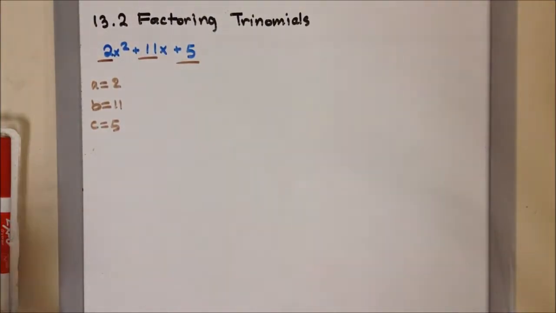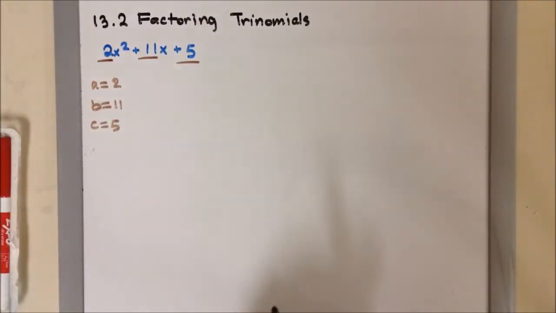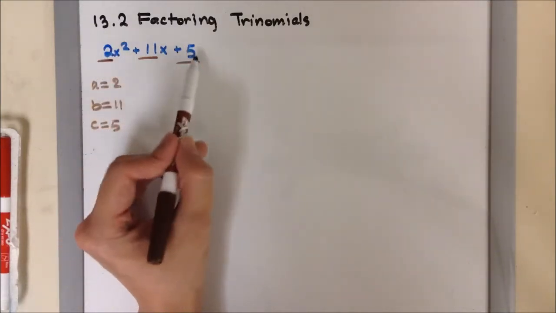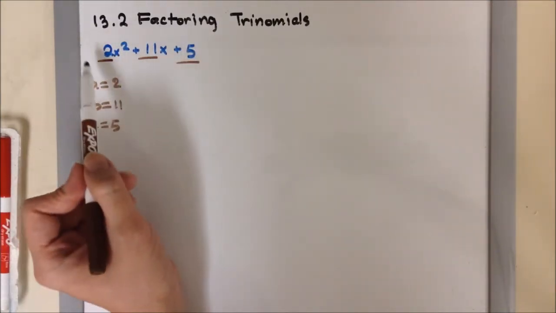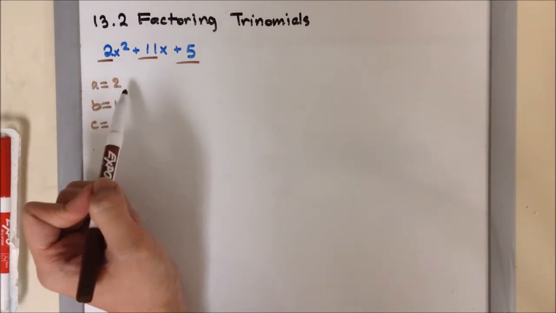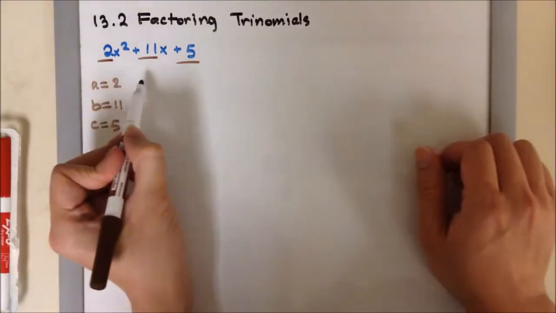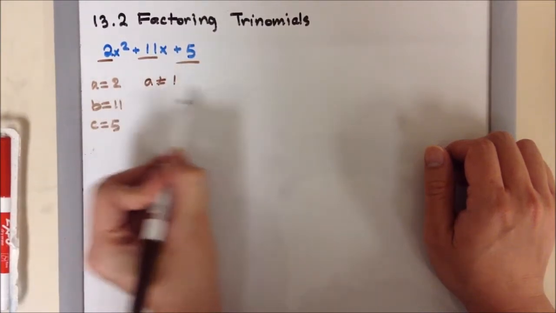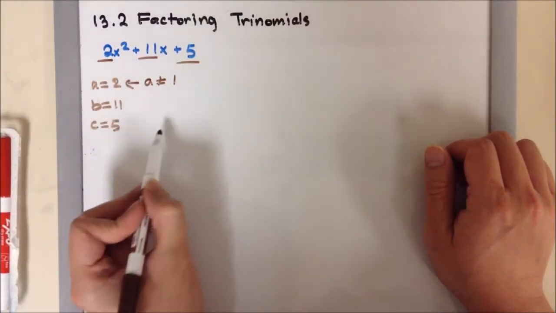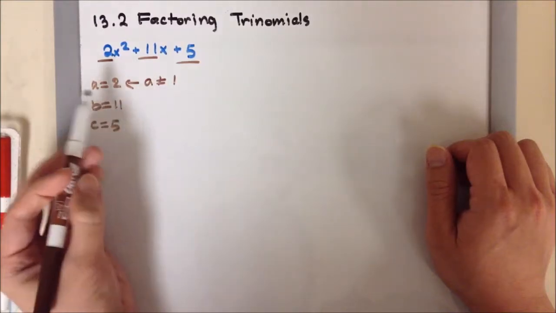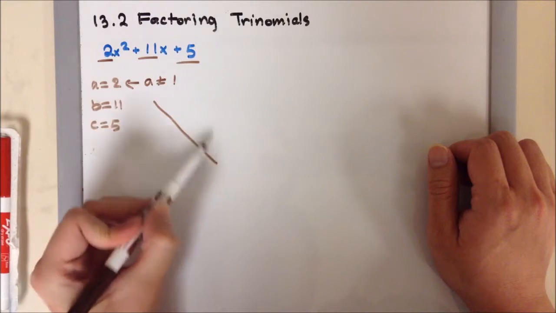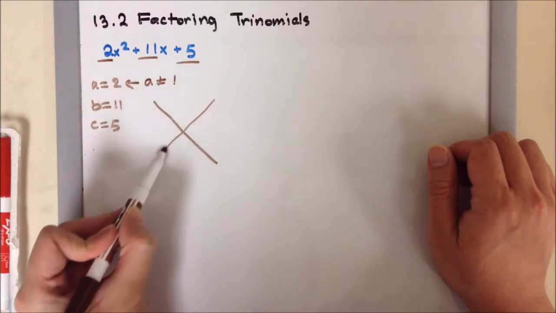Since our A value is a number besides positive 1, we're going to use this technique to factor these types of trinomials where your A is not a positive 1. So when A is not positive 1, then we're going to use this method that I'm going to show you here. It's very similar to the last method we did before. First, make your x table or your cross table.